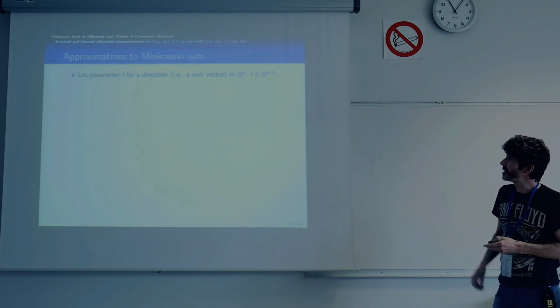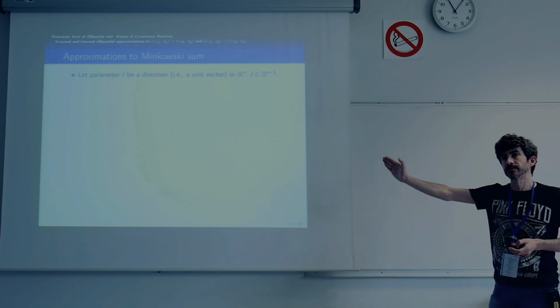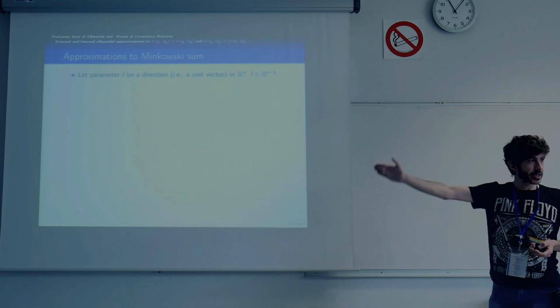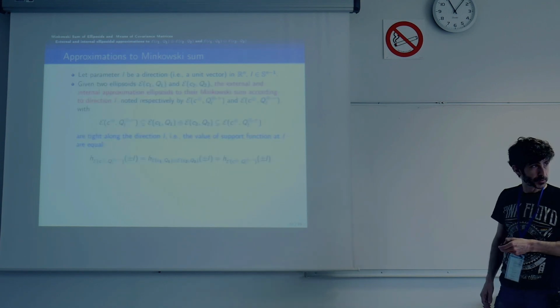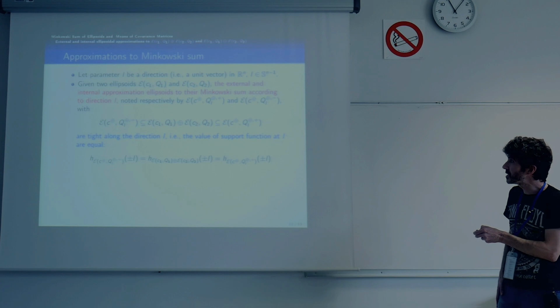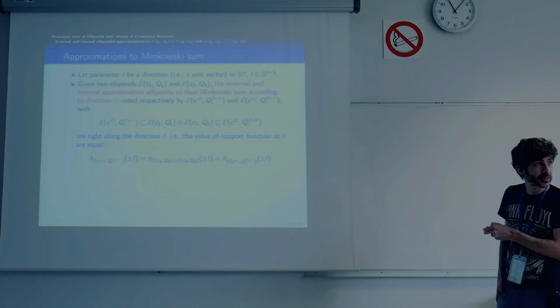Basically, the idea will be, in order to define the approximation, we will fix one of the directions of the space. So our approximation will be good, in fact exact, in this direction. And basically, we will have two kinds of approximations: one which will be internal, and another one which will be external. That means I have this Minkowski sum of two ellipsoids, and we will have a parametrized family of internal approximations and a parametrized family of external approximations, which will depend on the direction L here.